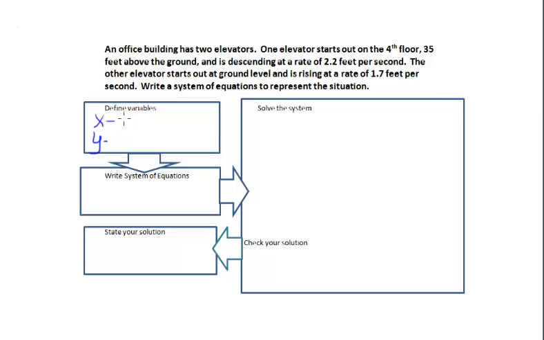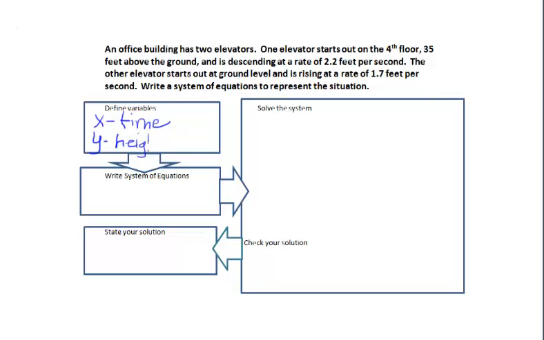I'm going to make x time. We don't know how long the elevators are traveling. So if you ask me, at what height is the first elevator, I'm going to say, after how long? 0 seconds, it's at 35 feet. 10 seconds, it's at a different height. So we're going to make x time, and y is going to be the height.